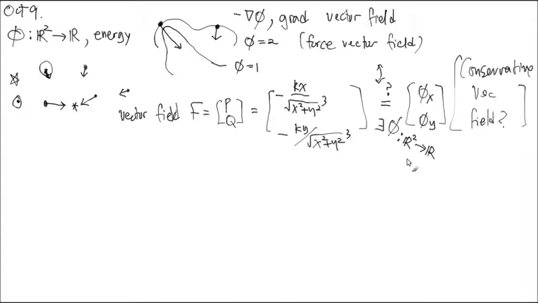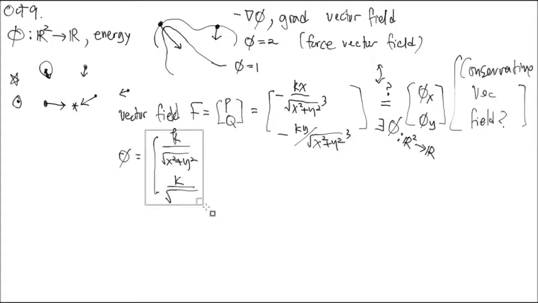So we have a conservative vector field, right? So the answer is yes. It turns out that phi is k divided by root x squared. It's supposed to be a one variable function, I mean, a real valued function, so it's not a vector at the end. So that's k divided by root x squared plus y squared. Even negative. Put in there.